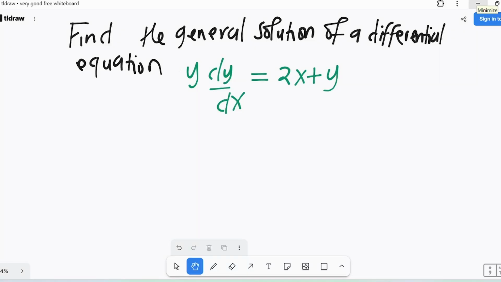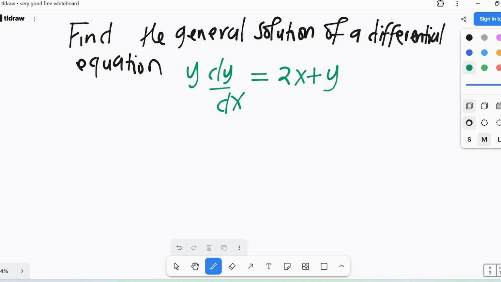In this video we are going to find the general solution of that differential equation. This differential equation is homogeneous. So for homogeneous, we know very well that our y is ux. Then our u is the same as y out of x.